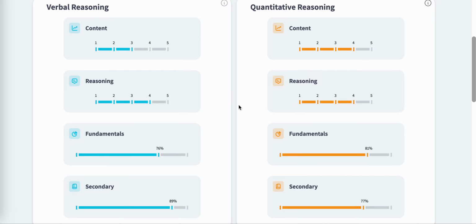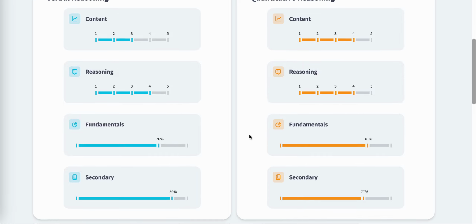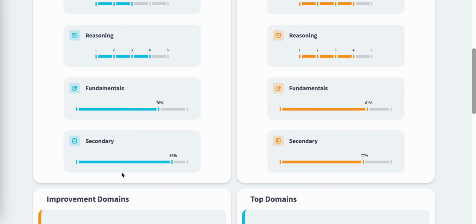Content would be questions on the test that are basic level questions. Your reasoning would be questions that are more advanced, higher level thinking, and the same thing would apply to math. In fundamentals and secondary, this breaks down a percentage correct. So this student in fundamentals was 76% correct, and in secondary questions was 89% correct for reading. The same thing would be true for math.